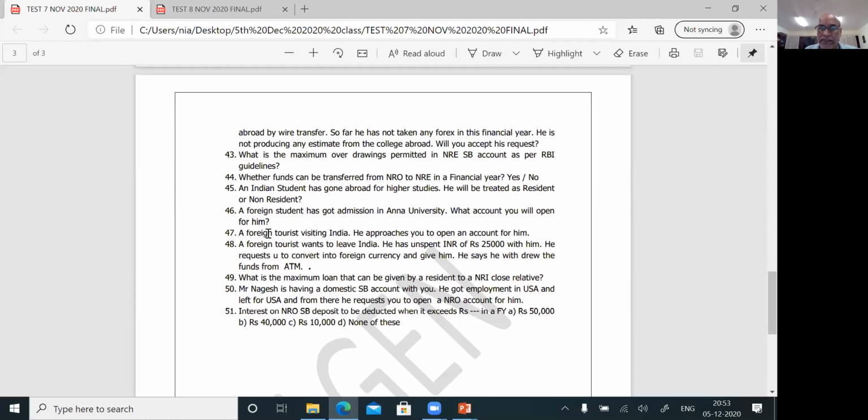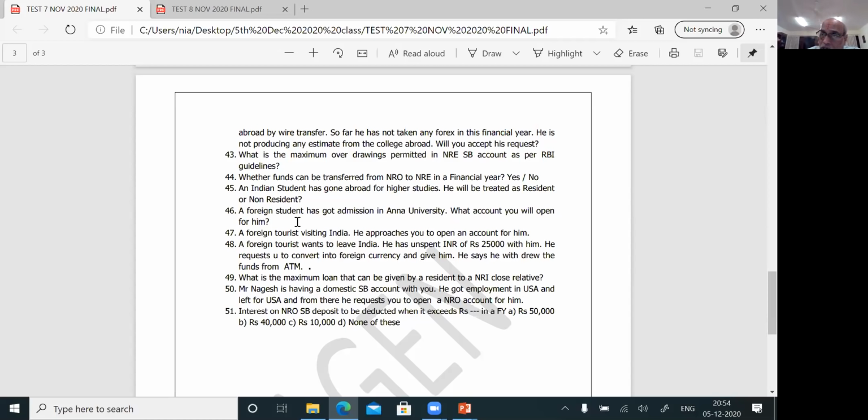Question number 46, a foreign student has got admission in Anna University. What account you will open for him? A foreign student has come to India. What account you will open? See, when a resident goes from India to abroad, you will treat him as a resident individual. What account he can open there? That depends upon the country. So when a student has gone from India to abroad for studies, you will treat him as NRI and give him whatever the benefits of NRI.